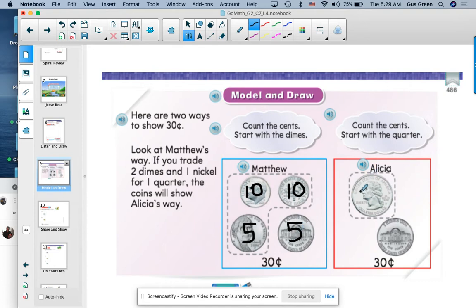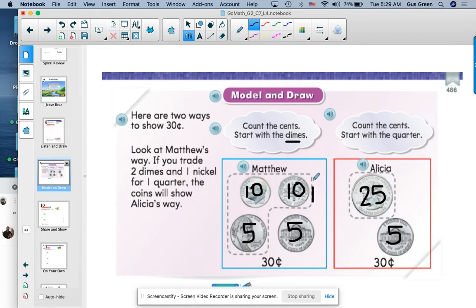Now Alicia has a quarter. Quarters are 25. They're bigger and they have more value. And here's another nickel, and the nickel is worth 5. Okay, so Matthew's way, we'll start counting with the dimes because we always start with whatever coin has the most value. So 10, 20, 25, 30. And then Alicia's way, we'll start counting with the quarter because the quarter has the most value in her coin set. So 25 and then 5 more is 30.